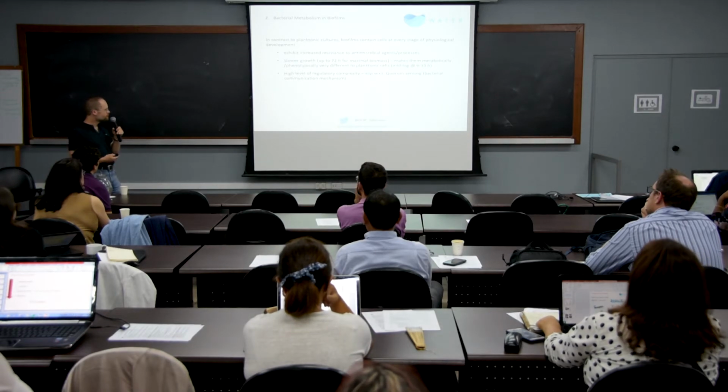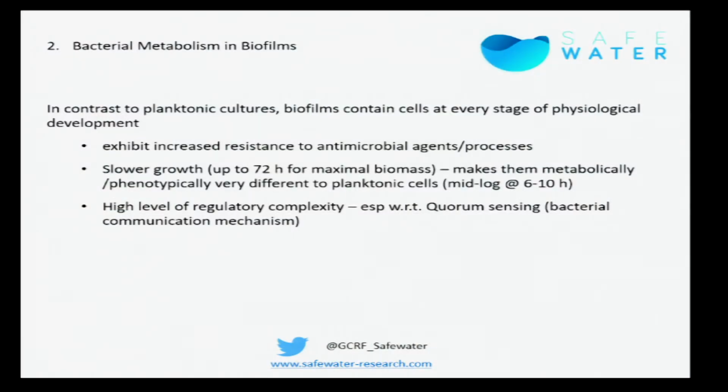So just to recap, metabolism in bacterial biofilms, as I've said, contains cells at every stage of physiological development. Increased resistance to antimicrobial agents and processes. We've slower growth. It can take up to 3 days to get maximum bacterial biomass on our surfaces. Phenotypically and metabolically, they're very different because planktonic cells will maybe reach mid-log phase in 6 to 10 hours. We also have a high level of regulatory complexity that leads to the formation of biofilms within bacteria.